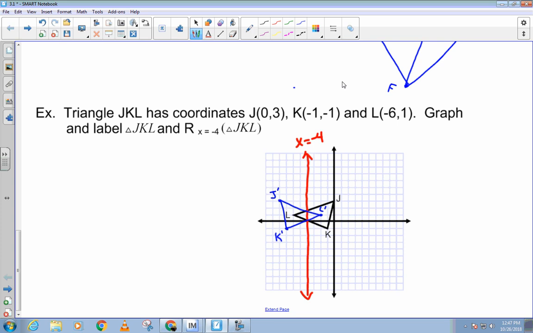So that's what you're reflecting. Questions on what I did there? What would a line like y equals -4 look like? It would be horizontal through -4, okay, on the y-axis. All right.